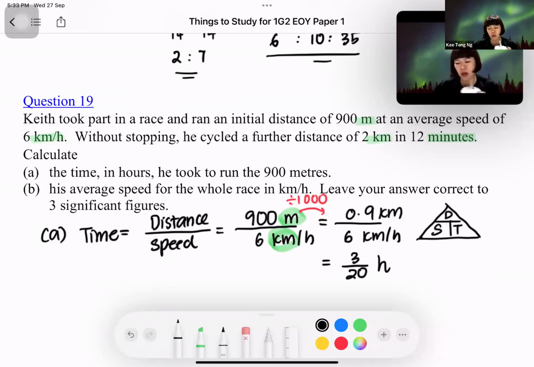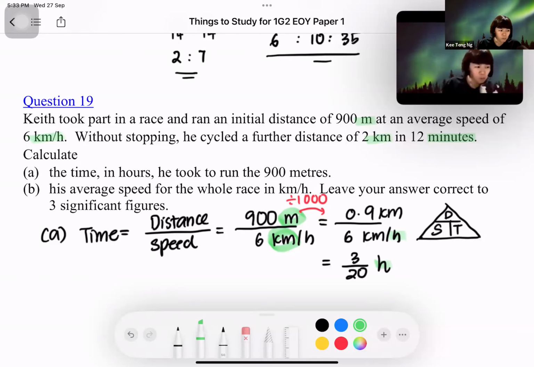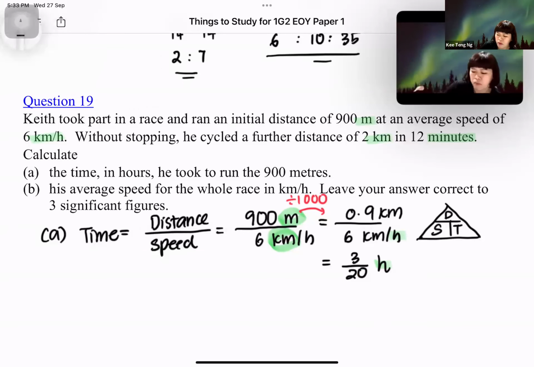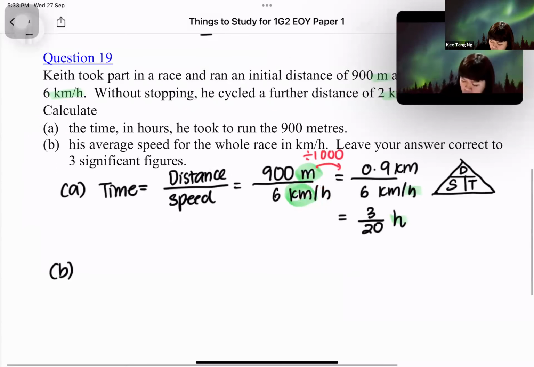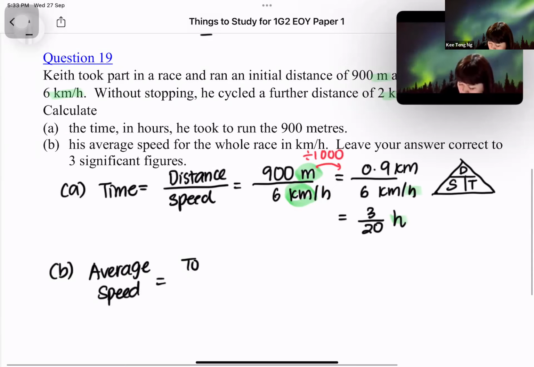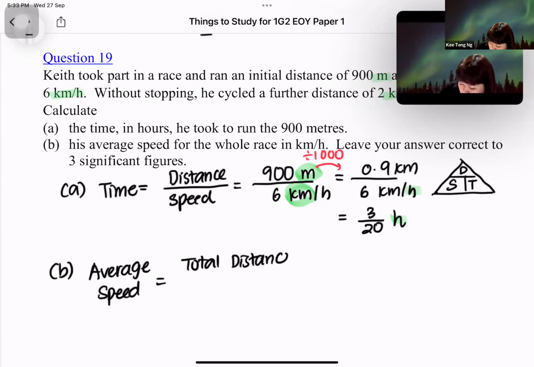So they say 1 in hours, right? So this one, the timing is an hour, right? Is it hour? Yes, hour. Next part. Question say find average speed. Okay. Average speed is total distance over total time. Correct or not?